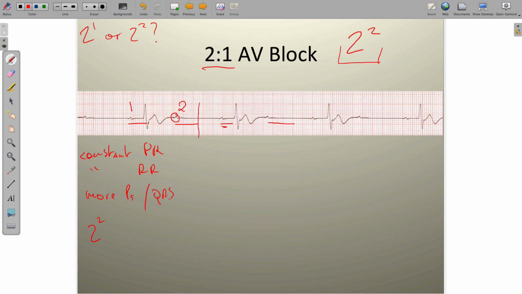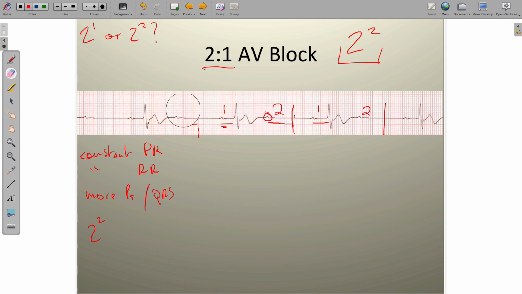Then it has normalized. This is again equal to number 1. Here we have the second P to R interval where the QRS complex was dropped. Then we have the next PR interval, which is normalized, equal to 1. Here we have the second one where we dropped a QRS complex. So that's possible. The possibility exists that at every other P wave we had a dropped QRS complex. And so this could be second degree type 1.